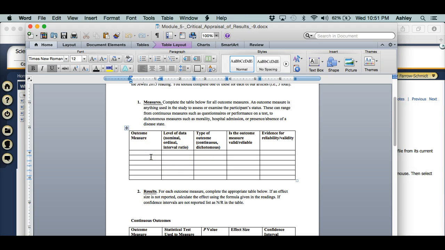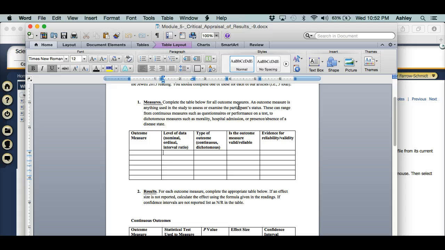within each article. So you're going to complete one of these for each article, and then you're going to put the level of data. Is it nominal? Is it ordinal? Is it interval? Now, in case you're wondering, you don't remember all of this, you can go back and look at the past slides that I've given you, or you can go ahead and go back and read your Linda Fetters and Julia Tilson, which is actually what you're going to be reading for this module.